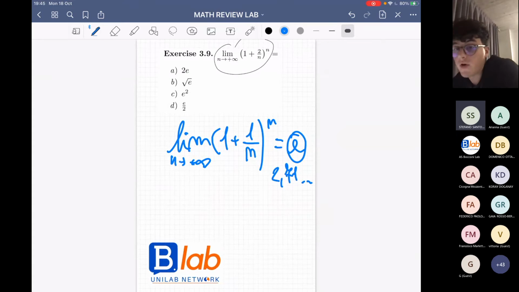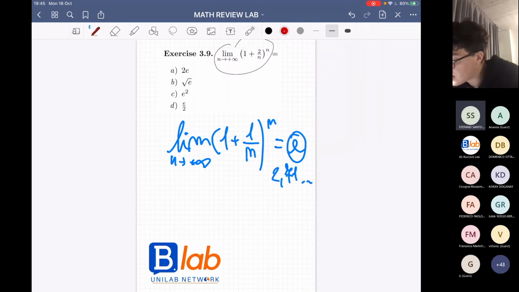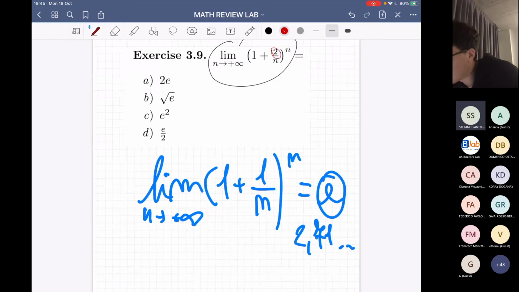If we want to apply it to this exercise, it's really easy. Why? Because we just have to make some small changes. We have a 2 over here, so the nice thing is that we just have to apply a mathematical trick. If we have a 2 over here, it's the same as this one if and only if we put a 2 over here. But how can we do so?